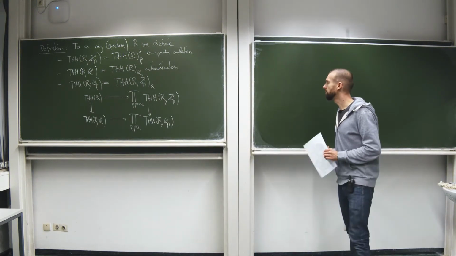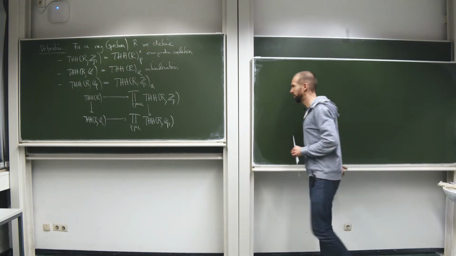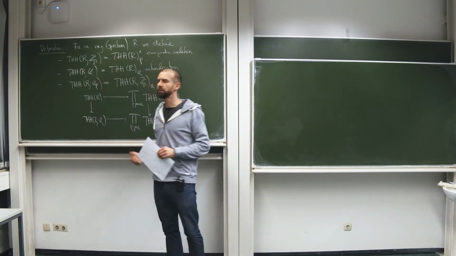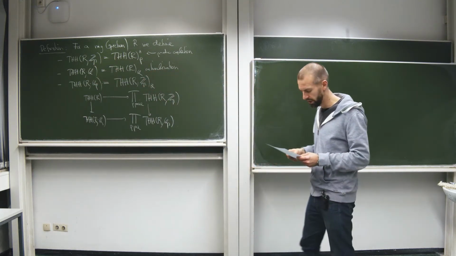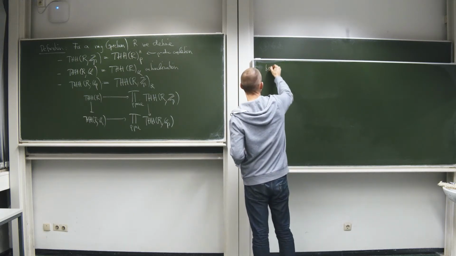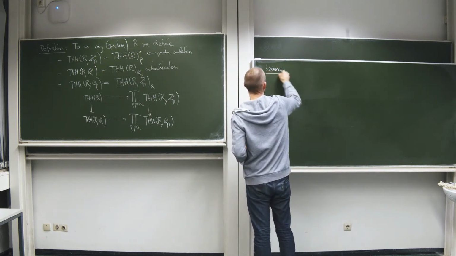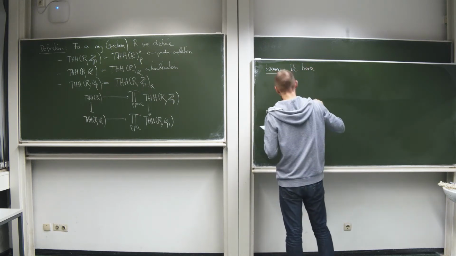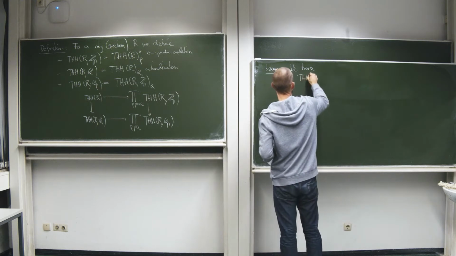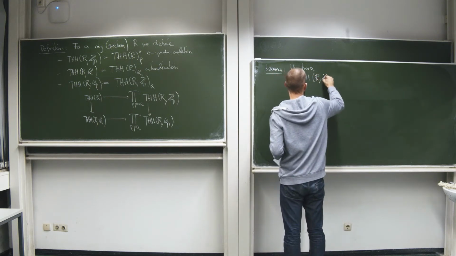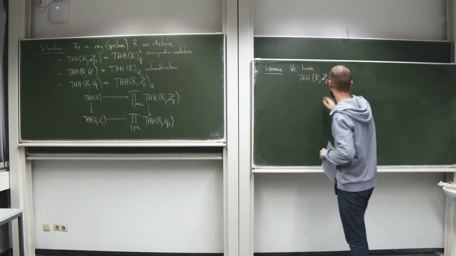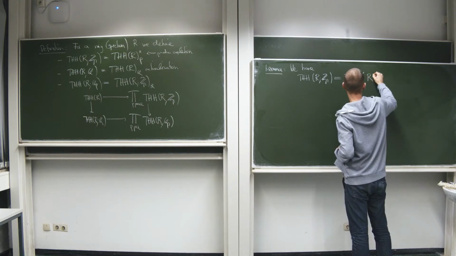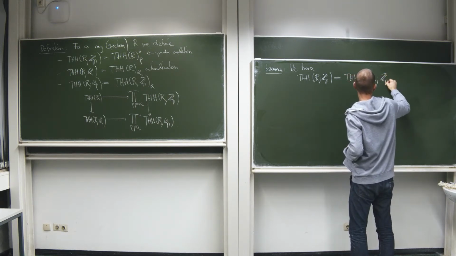And in general, of course, one might wonder how to compute these. What does, for example, the p-adic completion of THH really depend on? That is clarified by this lemma, which states that the p-adic completion of THH of R actually only depends on the p-adic completion of R. So it's the same as THH of the p-adic completion of R, and then again you have to p-complete.